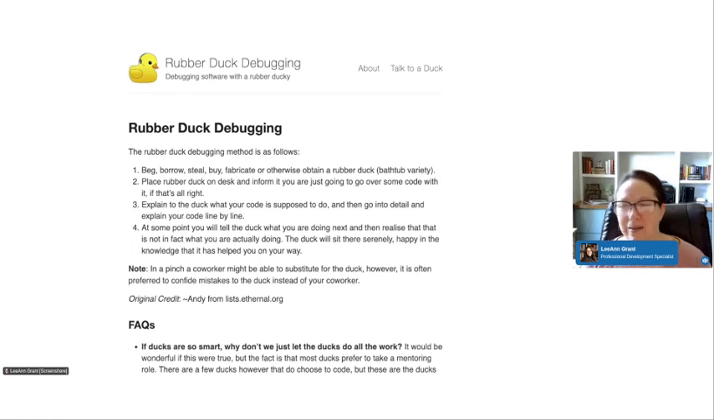The rubber duck debugging method is where you beg, borrow, steal, buy, fabricate, or otherwise obtain a rubber duck in some way. You place the rubber duck on a desk and inform it that you're just going to go over some code with it, if that's all right. You explain to the duck what your code is supposed to do, and then go into detail and explain the code line by line. At some point, you tell the duck what you're going to do next, and then realize that that is not what you're actually going to do, and the duck will sit there serenely happy in the knowledge that it has helped you along your way.